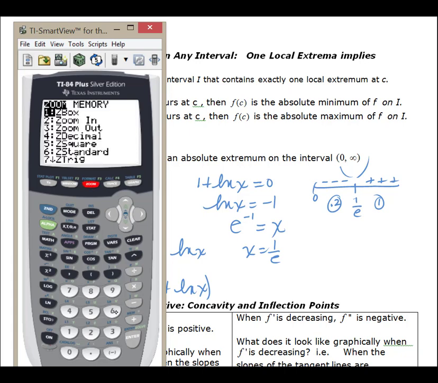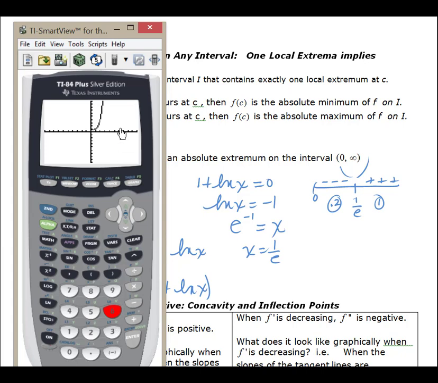Let's do a zoom 6, or let's do a standard. And there we go. I'm going to trace on 1 over e. It's supposed to be not only my local min, but my absolute min. I hit enter. All right, and that looks like that's my local min.